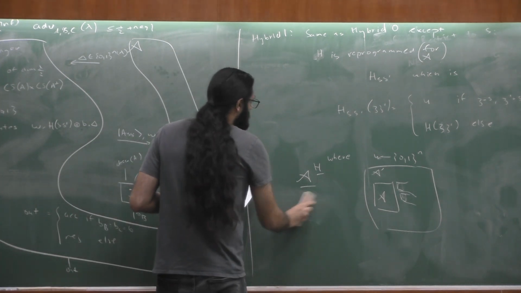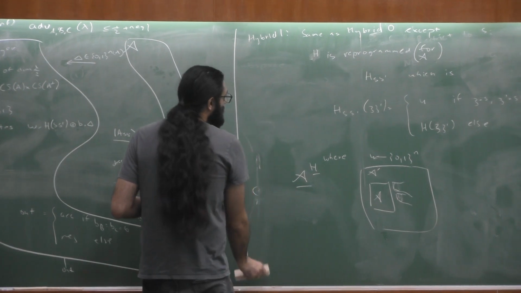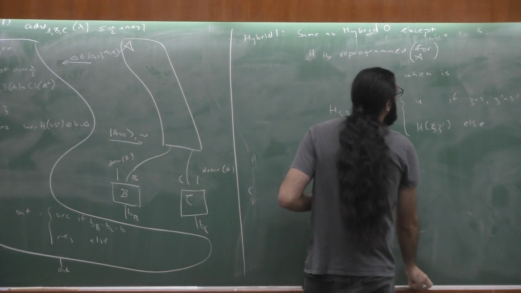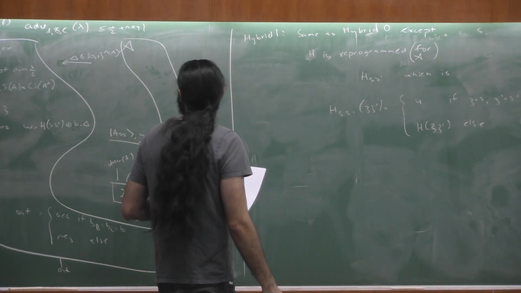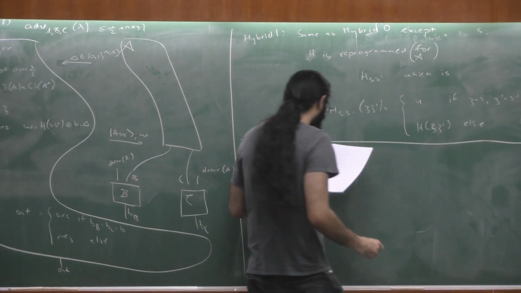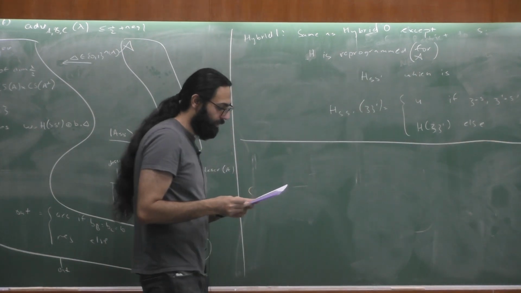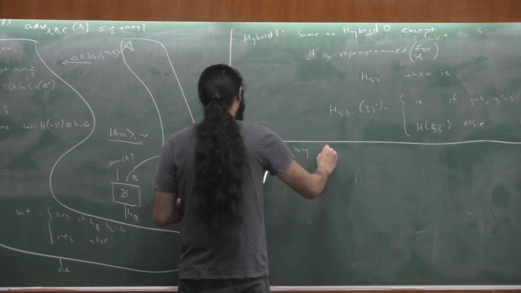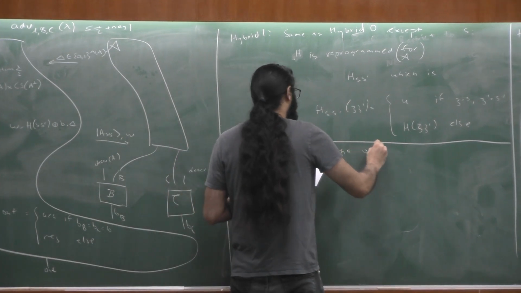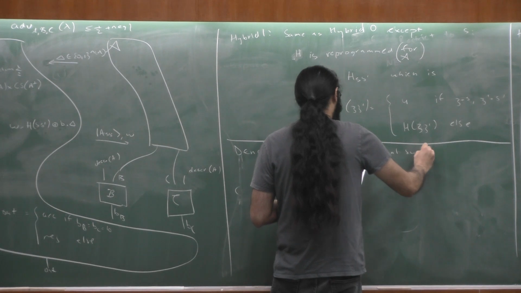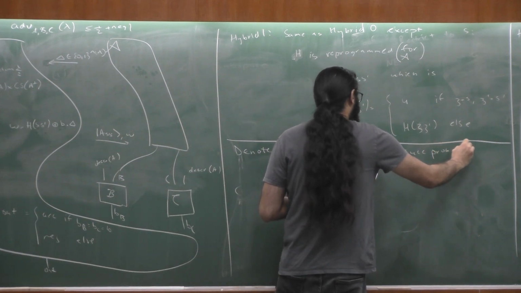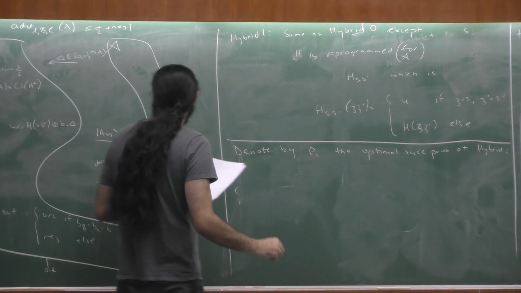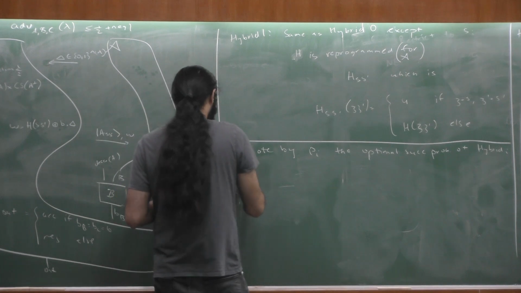Okay, so let's move on. I'm going to erase maybe hybrid 1 as we need more space, because I don't want to erase hybrid 2. Okay, so these are the hybrids, and then we're going to use the following. Denote by p sub i the optimal success probability of hybrid i, which is essentially the advantage, if you like, but it's just using more compact notation.